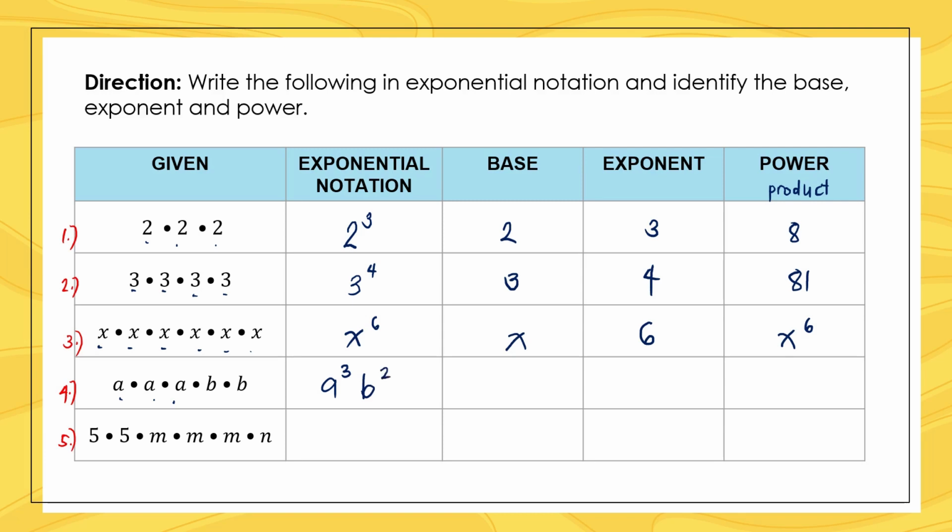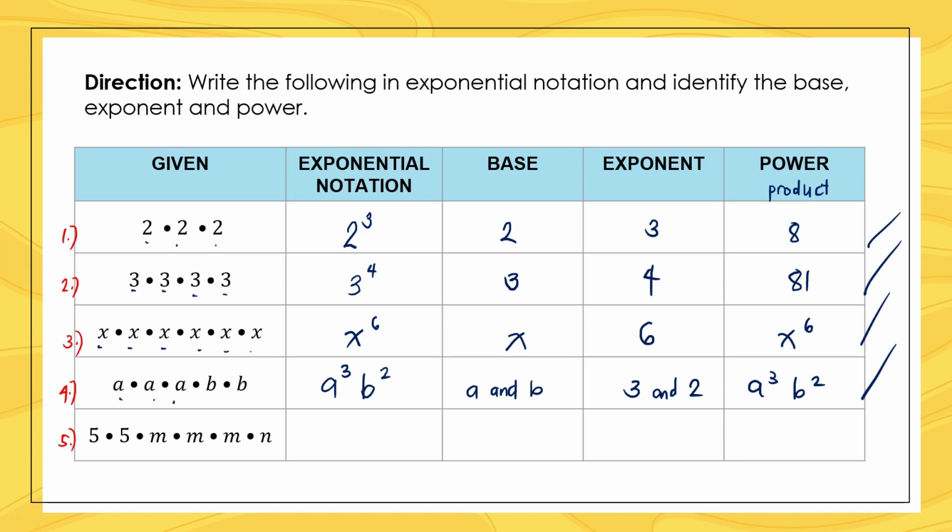So what are the bases here? We have a and b. For the exponents, we have 3 and 2. For the power, we have still a cubed, b squared. Check your answer if you got this correctly. Let's have the last number, number 5.